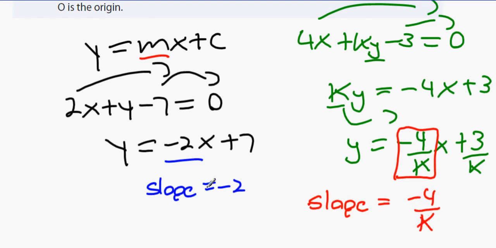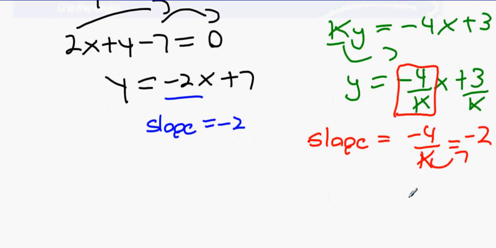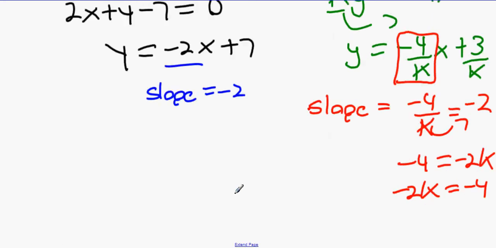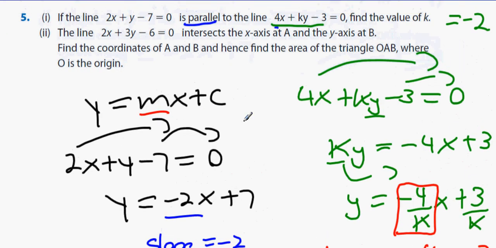But what we know about this slope is that it has to equal minus 2. So then we can say, cross multiply up to k, minus 4 equals minus 2k. Spin it around. Change the signs. Divide both sides by minus 1 or multiply both sides by minus 1, depending on what way you think about it. Bring down the 2. k equals 2. Alright.